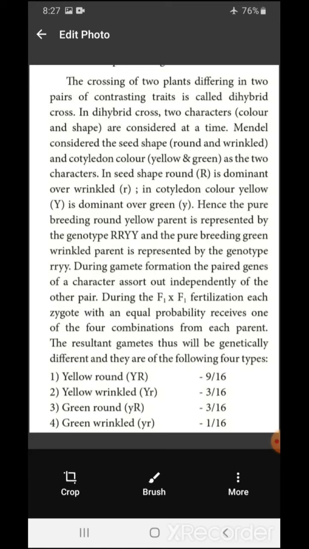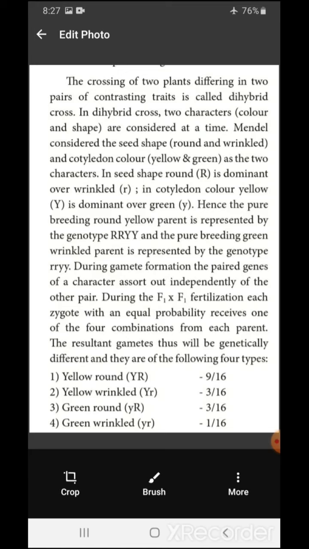In seed shape, round is dominant, capital R, over wrinkled, that is small r. In cotyledon color, yellow is dominant, capital Y, over green, which is recessive, small y. Hence, the pure breeding round yellow parent is represented by the genotype capital R, capital Y, and the pure breeding green wrinkled parent is represented by the genotype small r, small y.